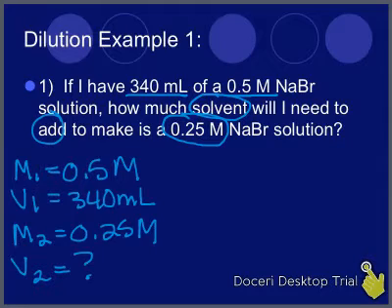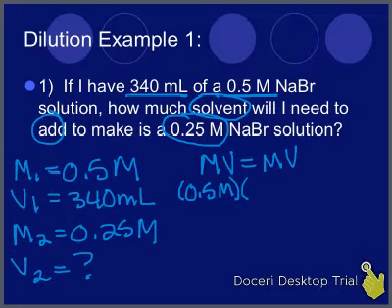Now that I've figured out all of my variables, what do you think I'm going to do? Set them equal to each other. So my equation was MV equals MV. So now I'm just going to plug in my numbers. I'm going to take 0.5 molar times 340 milliliters.